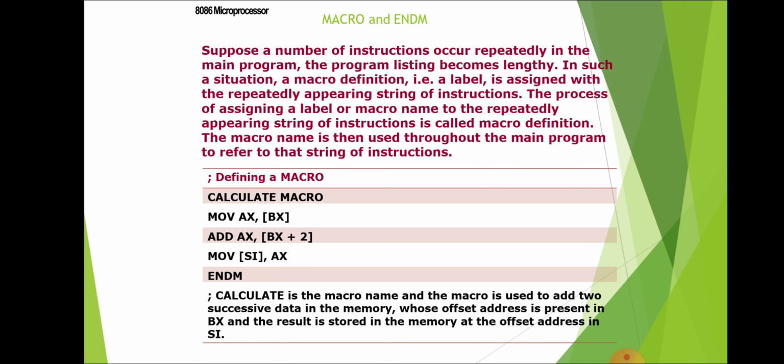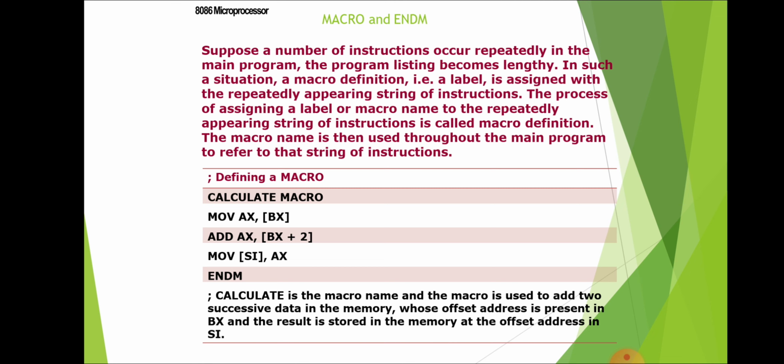Now, macro. Suppose a number of instructions occur repeatedly in the main program. The program listing becomes lengthy. In such situations, a macro definition, that is a label, is assigned to the repeatedly appearing strings or instructions. The process of assigning a label or a macro name to a repeatedly appearing string of instructions is called macro definition. The macro name is then used throughout the main program to refer to that string of instructions.